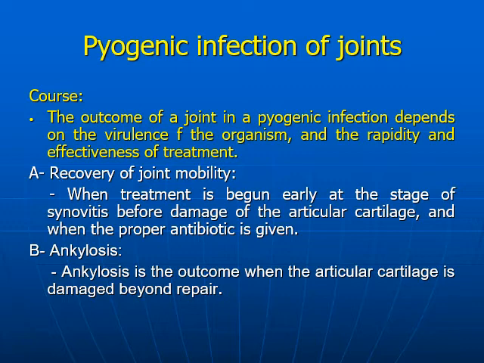What is the course, or the natural history of infection? It depends on the virulence of the organism, the effectiveness of treatment, and when we use that treatment. Sometimes we get recovery of joint mobility if we begin the treatment early, before damage of the articular cartilage, and when we use the proper antibiotic. But ankylosis will be the result if the articular cartilage is damaged beyond repair.